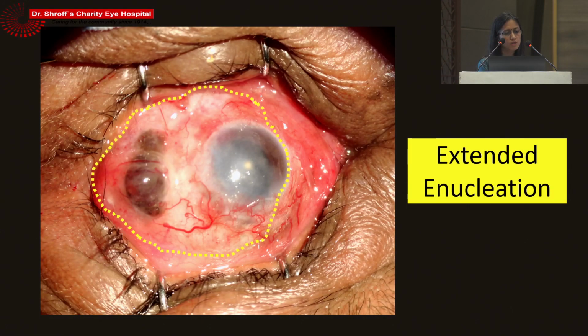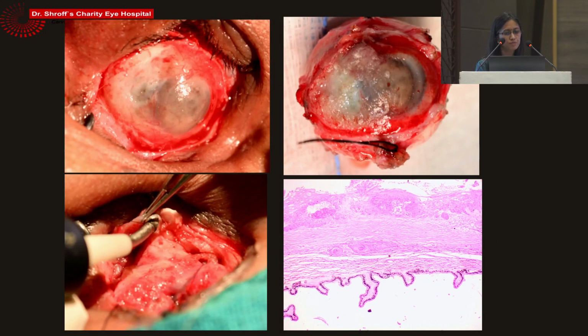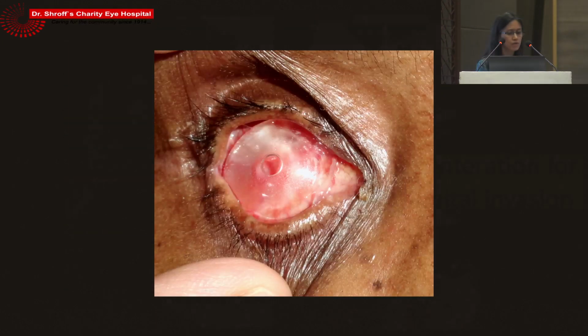So what I mean is that when you normally do the enucleation, you do a 360 degree peritomy. Here your conjunctival incision should involve the whole area with a clear margin around the tumor area. And then we proceed like a normal enucleation. This was the same patient. You can see the involved OSSN with the conjunctival margin, and then the eyeball is taken out along with that.